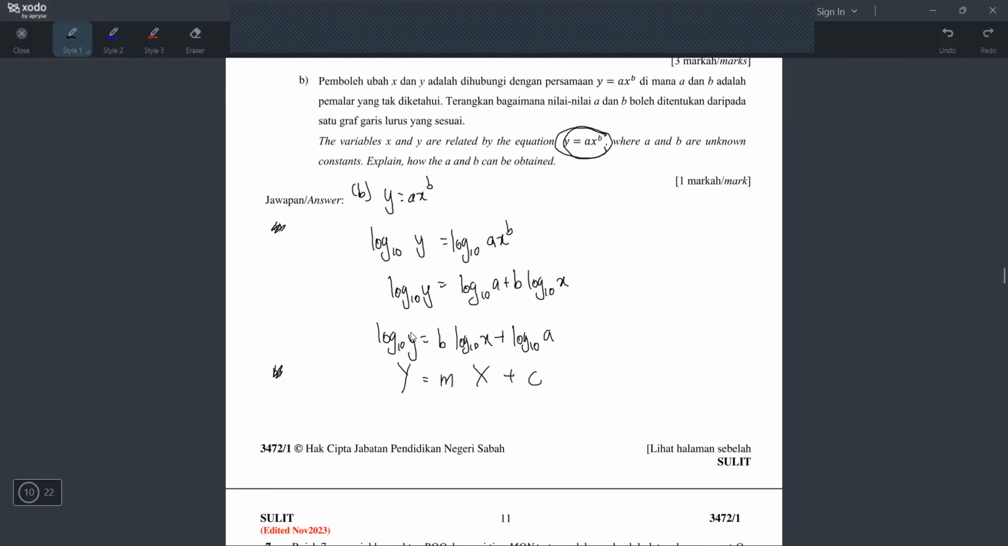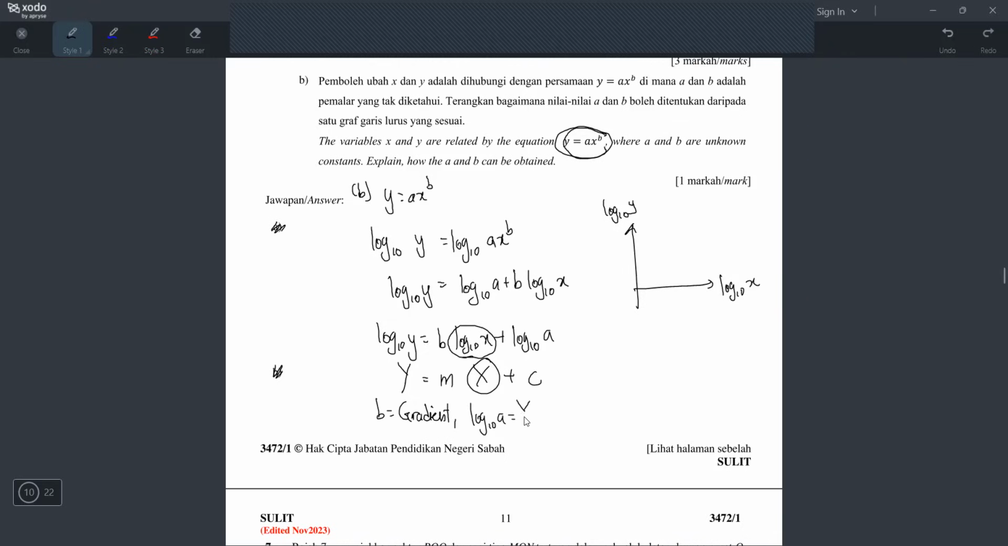It means what is your y-axis? Log y, right? So when you plot this, the y-axis will be log y base 10. And then what will be your x-axis? Not x, your x-axis will be this, the log 10 x, right? And then what about your gradient? Your gradient will just be your b. So your b is the gradient. And then what is your c? Not a, it will be the whole thing, log a. So log 10 a will be your y-intercept.